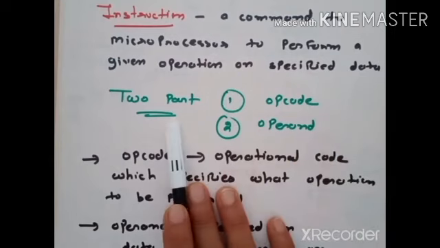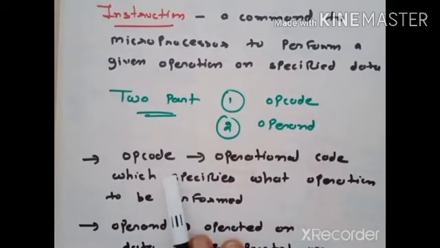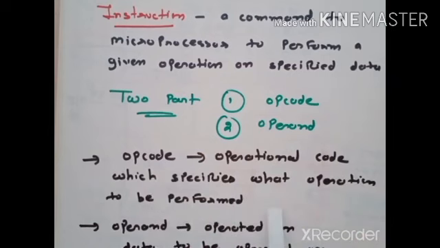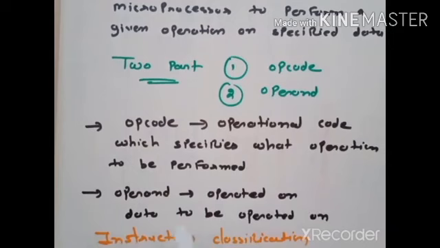Then instruction is divided into two parts. The first part is opcode and the second part is operand. So what is opcode? Opcode means operational code, which specifies what operation is to be performed. Then the next part is operand. So what is operand? Operand means operated on, that is, the data to be operated on.